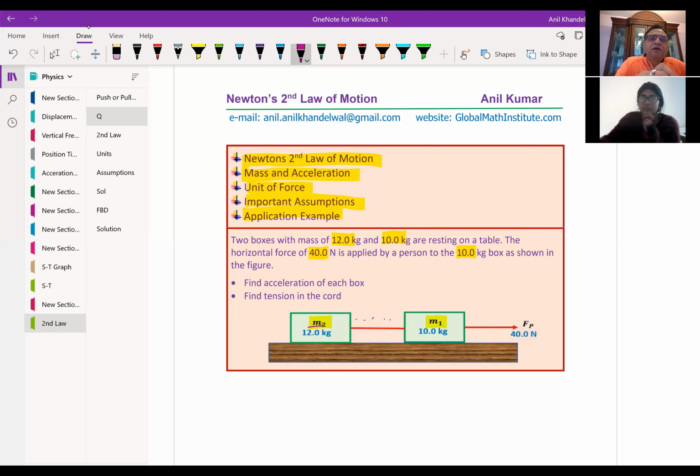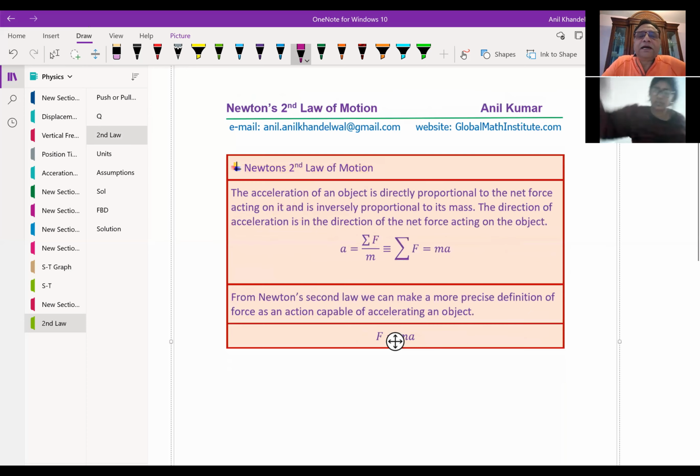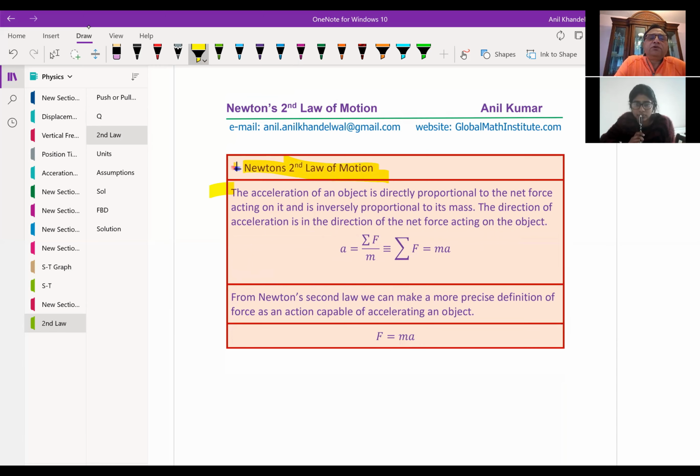So let's begin with what the second law is exactly. Emmy, I've kind of stated the second law here, so I'd like you to read what is written. The acceleration of an object is directly proportional to the net force acting on it and is inversely proportional to its mass. The direction of acceleration is in the direction of the net force acting on the object.